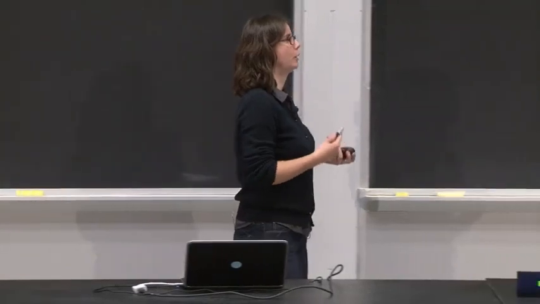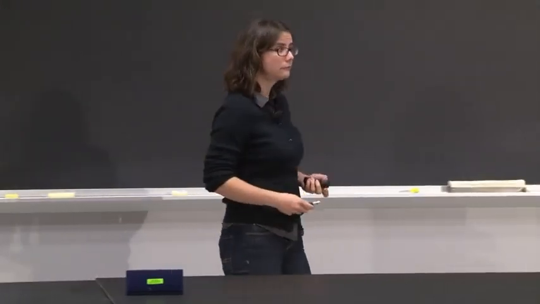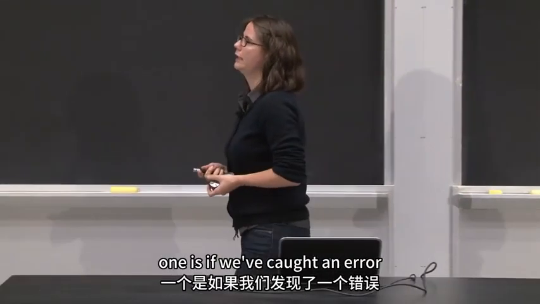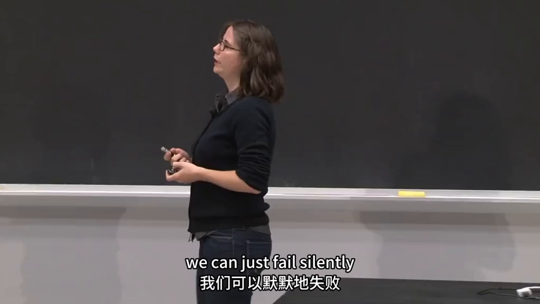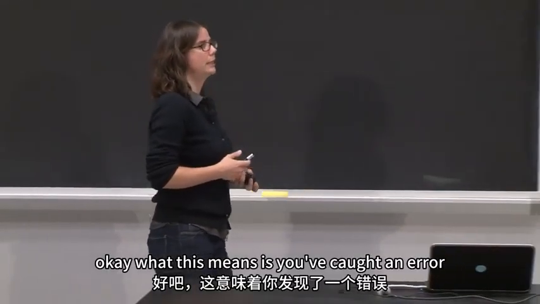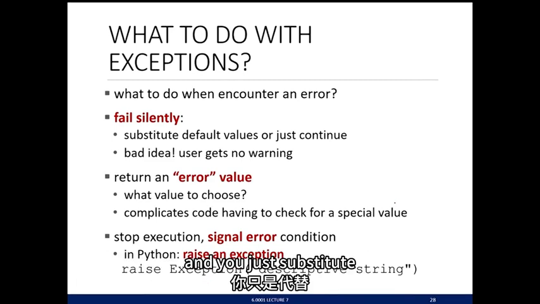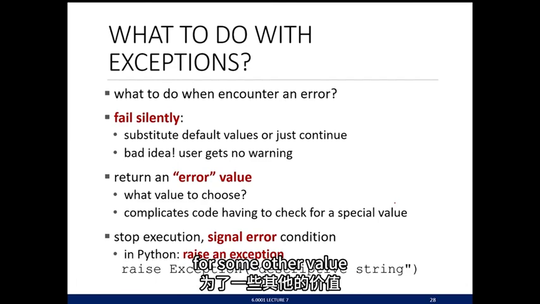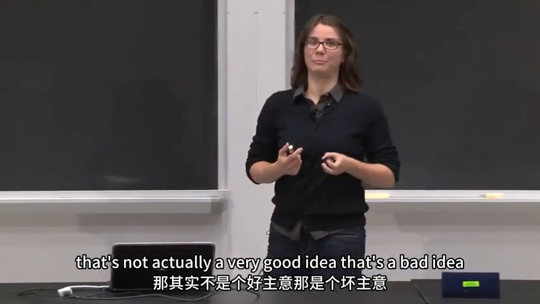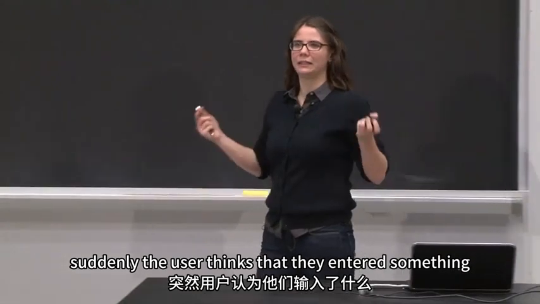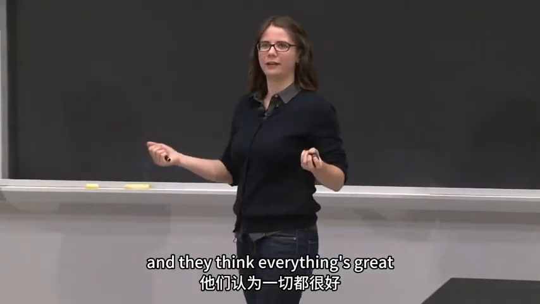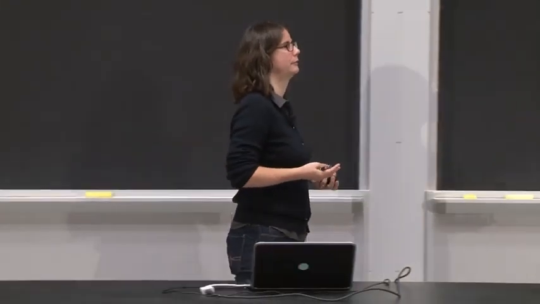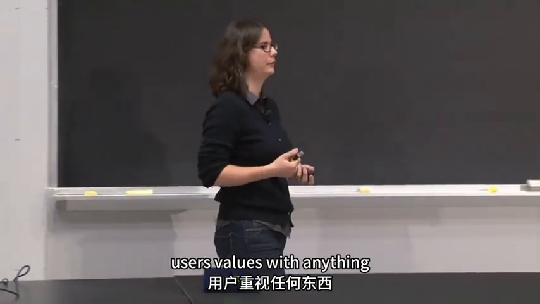So we've encountered errors. We've caught them. What else can we do with exceptions? 3 other things. So one is if we've caught an error, we can just fail silently. Okay? What this means is you've caught an error, and you just substitute whatever erroneous value the user gave you for some other value. That's not actually a very good idea. That's a bad idea. Because suddenly the user thinks that they entered something, and they think everything's great, your program accepts it, but then they get some weird value as an output, which is far from what they expected. Right? So it's not really a good idea to just replace users' values with anything.